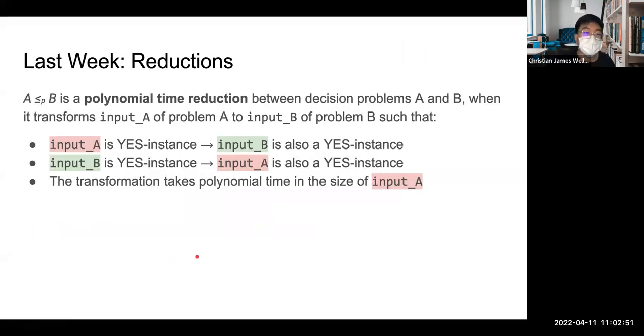All right, quick recap on reductions. This is what I showed you last week. A reduces to B: this notation says A has a polynomial time reduction to B. So it reduces from problem A. Remember, the direction is super important. You want to show these three properties: after the transformation, if the input A was a yes instance, then input B is also a yes instance, and the other direction also applies, and the transformation takes polynomial time.